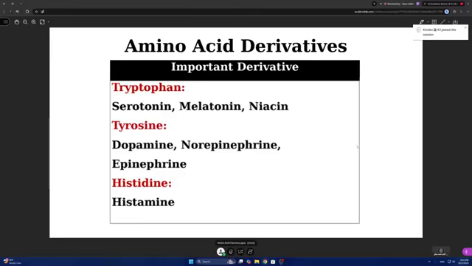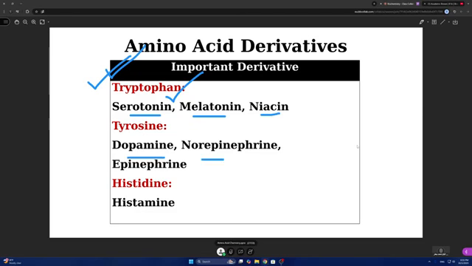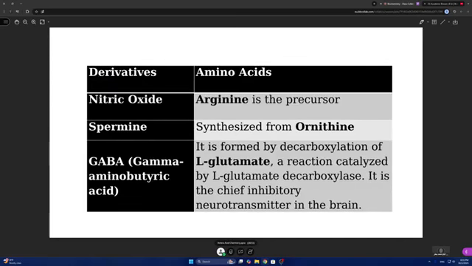Now coming to the derivatives. Derivatives are very important. Melatonin, serotonin, and niacin are derivatives of tryptophan. Dopamine, norepinephrine, and epinephrine are derivatives of tyrosine. Histamine is from histidine, and nitric oxide is from arginine, and spermine is from ornithine, and gamma-aminobutyric acid is from glutamate. This is all in this session.